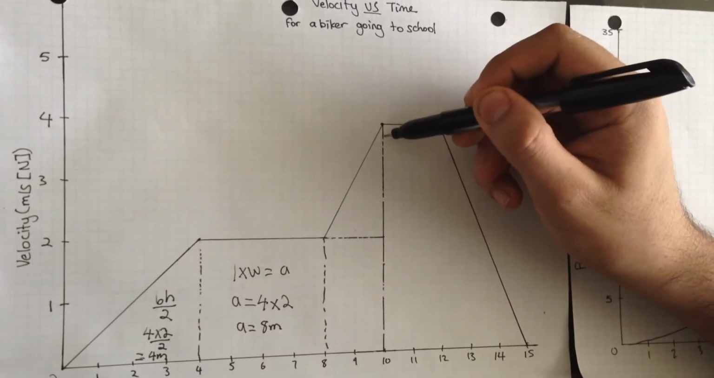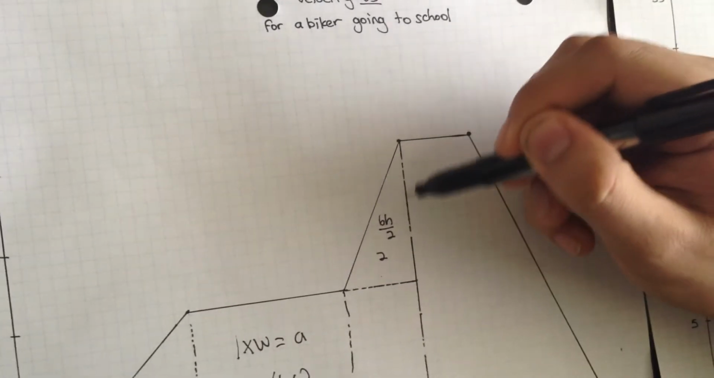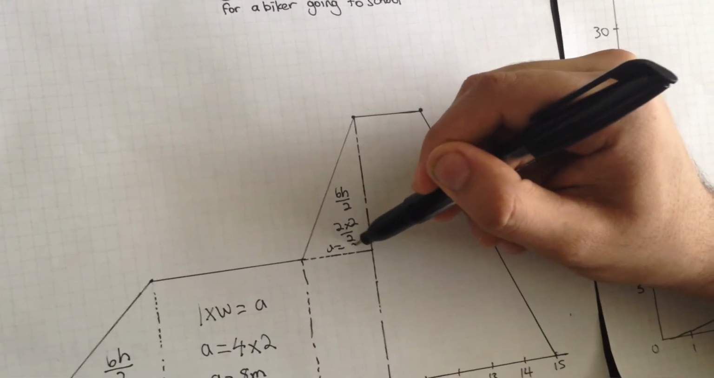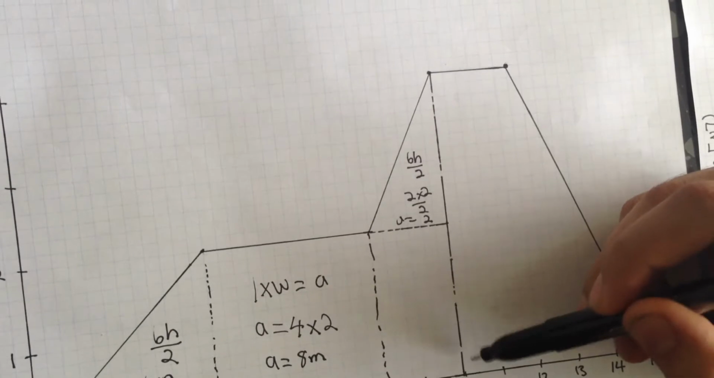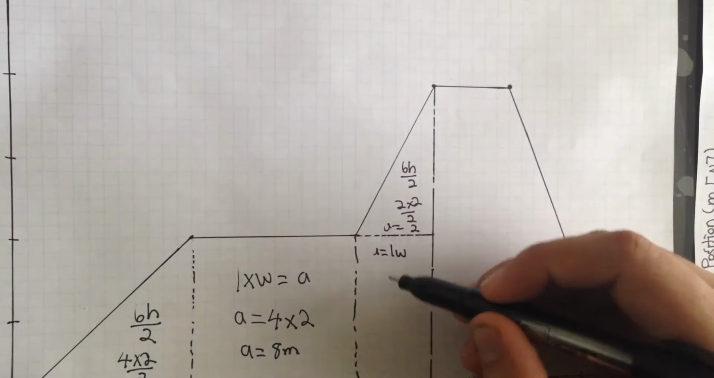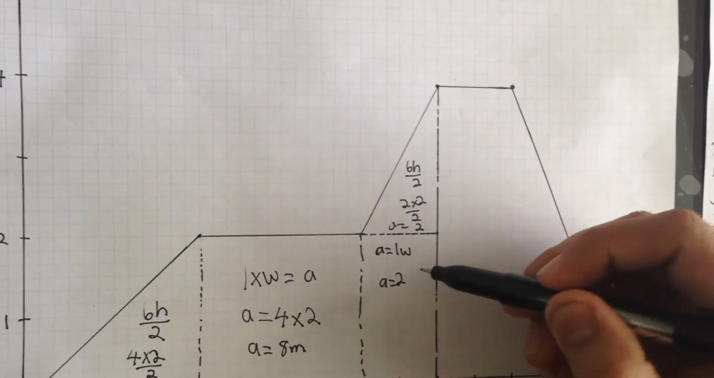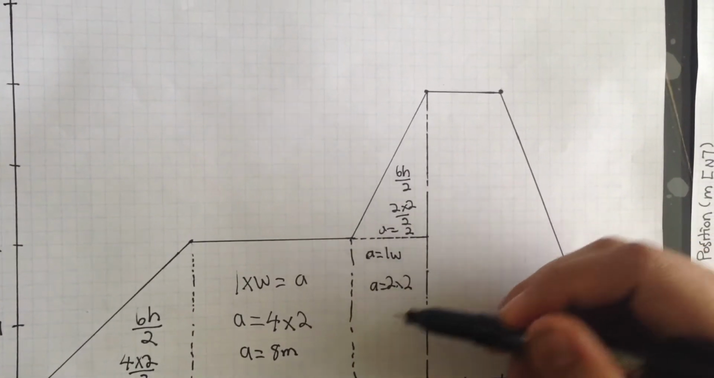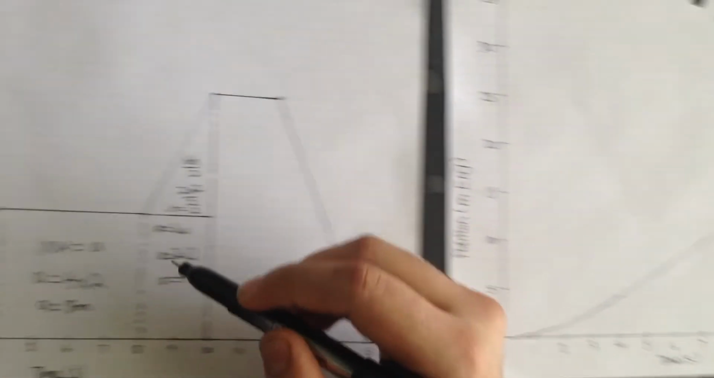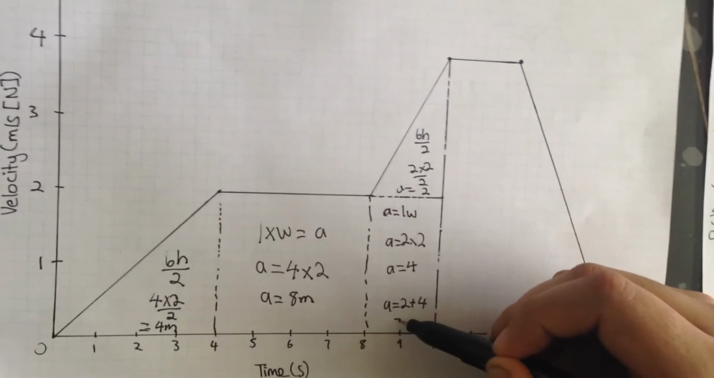For the triangle, we have base times height divided by 2. Our base is 2, our height is 2, and we're dividing by 2. So the area is equal to 2. For the bottom part, the equation is length times width. The length is 2 and the width is also 2. So the area is going to equal 4. Now we have to add both of them up. Both of them combined are going to be 2 plus 4, which means it's going to equal 6.